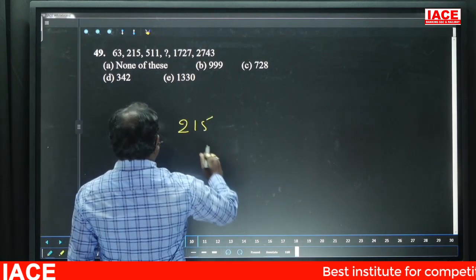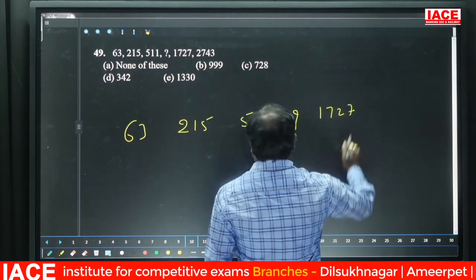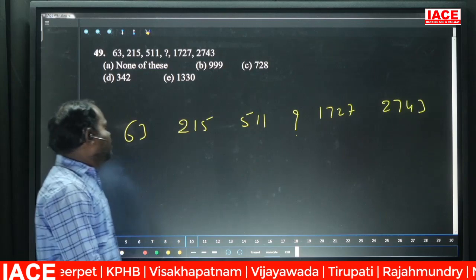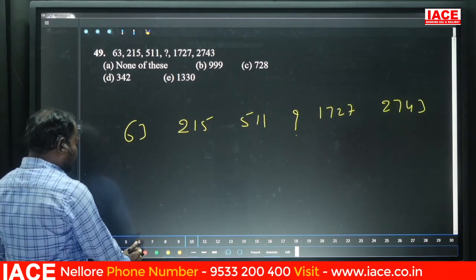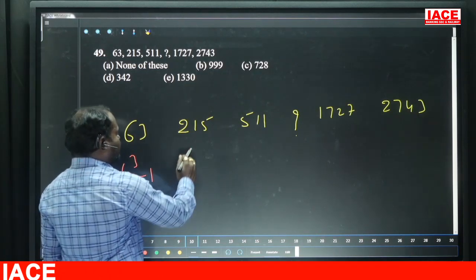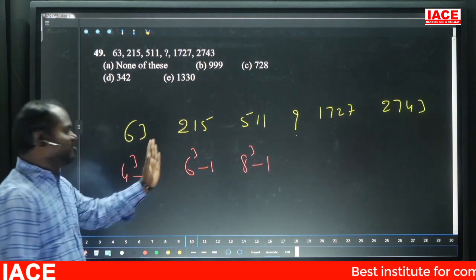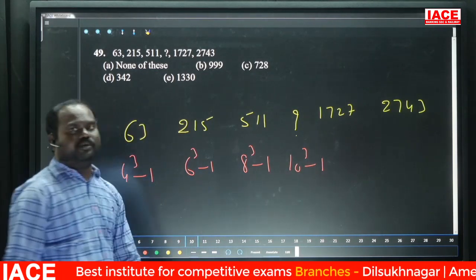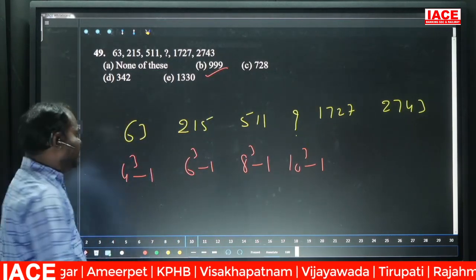63, 215, 511, 1727, 2743. If you observe, here there is no need of addition or multiplication. If you observe carefully, 63 is nothing but 4 cube minus 1. 4 cube is 64, minus 1. Then 6 cube minus 1, then 8 cube minus 1. It means even cube minus 1: 4, 6, 8. Next should be 10 cube minus 1, which is 1000 minus 1, 999. Option B, 999. Next.